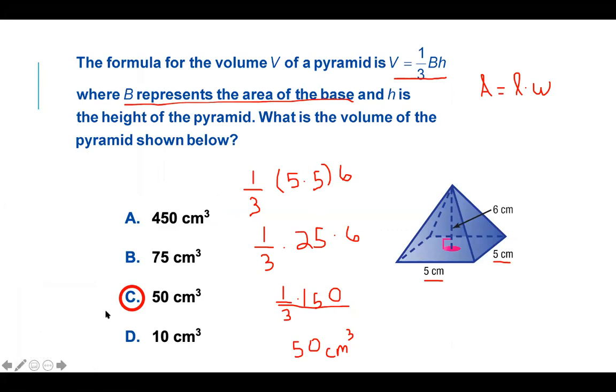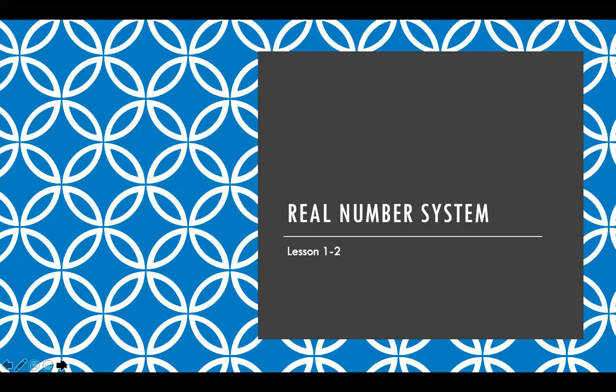All right, so that concludes our review over evaluating expressions. Next, we're going to go over the real number system. We're going over the real number system because we actually do have imaginary numbers, and we'll be going over that later on in the year. But the real number system is just a way to classify numbers into sets and subsets.